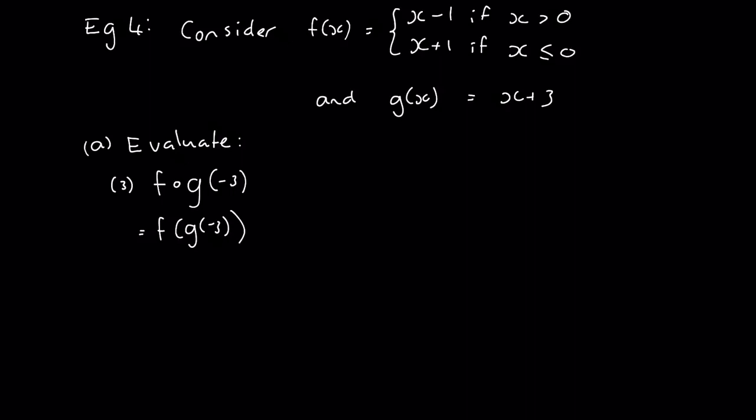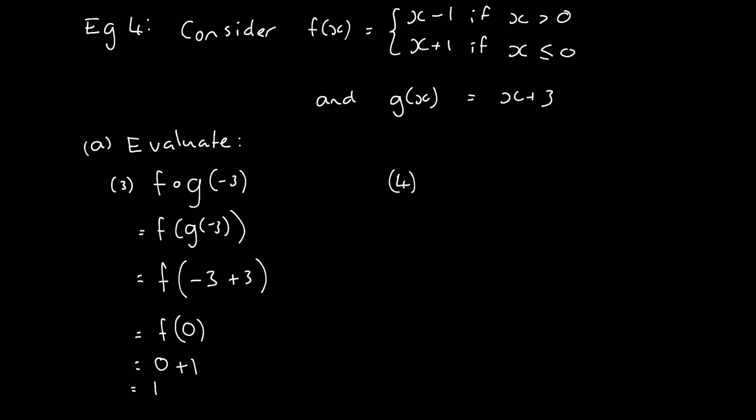Right, so negative 3 gets substituted into graph g, and that means we get negative 3 plus 3, which is 0. All right, so therefore we're substituting 0 now into graph f. So if we look at 0, it falls into this restriction where x is less than or equal to 0. That means we're putting it into this expression of x plus 1. All right, so therefore it's just going to be 0 plus 1, which is then equal to 1.